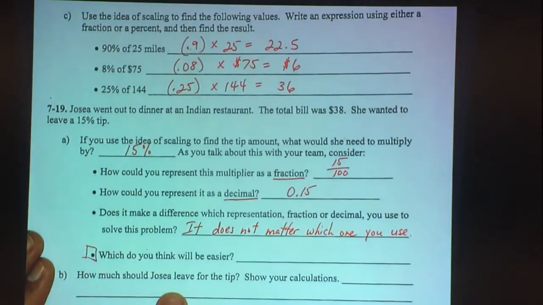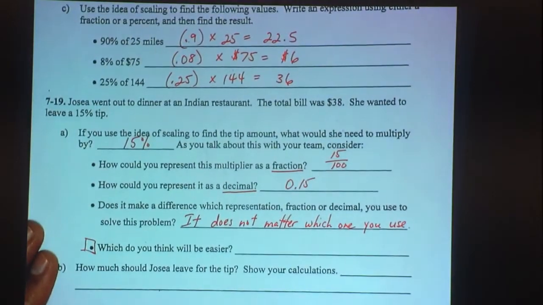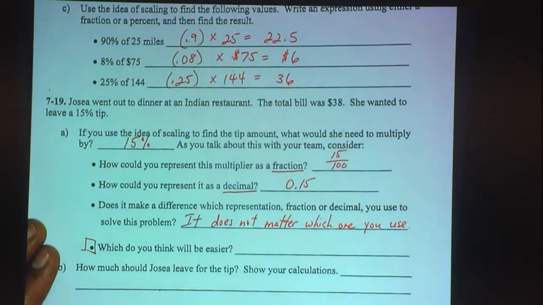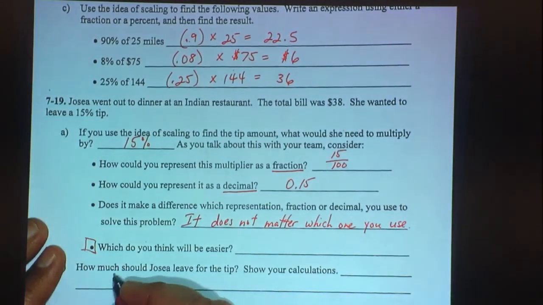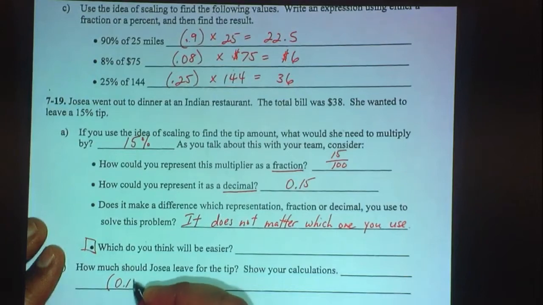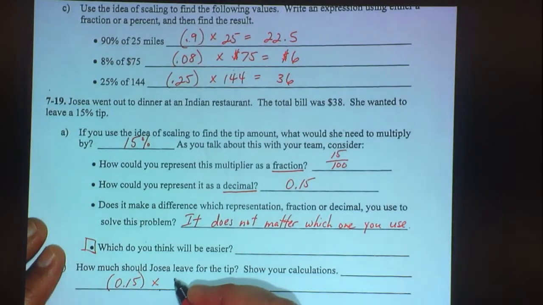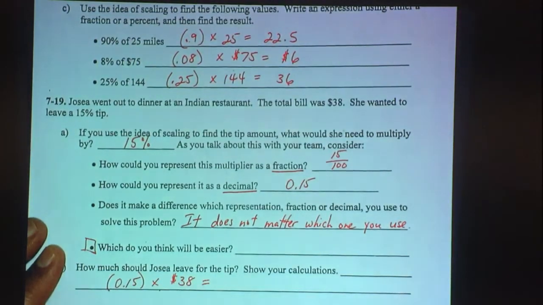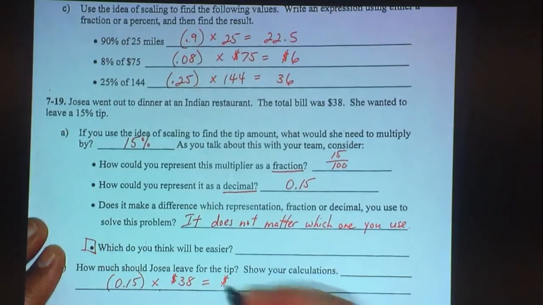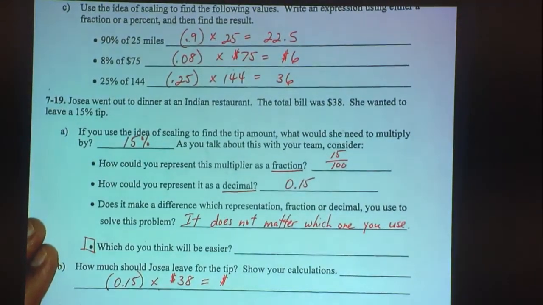So how much would she leave for a tip? Show your calculations. So what do you want to use? You want to use the decimal or do you want to use the fraction? Okay, let's use the decimal because we can use our calculator. So 0.15 times, her bill was how much? $38? Okay, so how much is she going to leave for a tip? Go ahead and work that out.